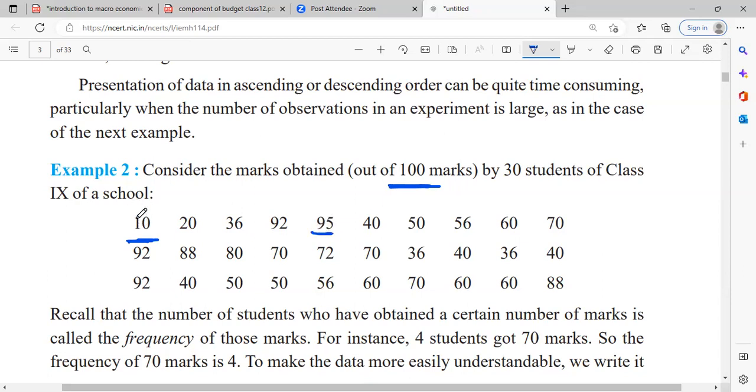So now you will write 10. Then you will check what is the next number. Like this, you will make a table, and then count how many times the numbers are coming. Quickly do it. Then we'll check. Okay, ma'am.